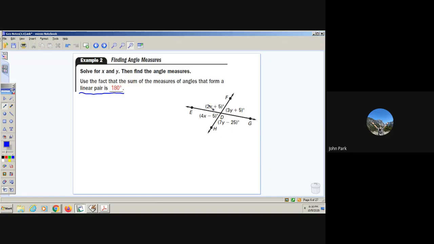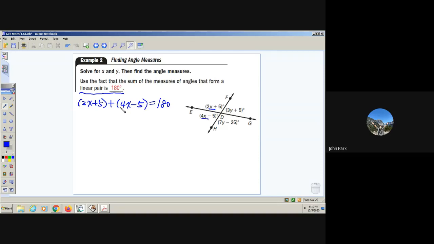If you look at this, this one has x here, and this one has x there. So we're going to use linear pair, because if I add these two angles, they're going to add up to 180 degrees. That's what I'm going to do to solve for x. I'm going to add 2x plus 5 plus the other angle at the bottom, which is 4x minus 5. These two angles are a linear pair again, because together they form a straight angle, so they add up to 180 degrees.